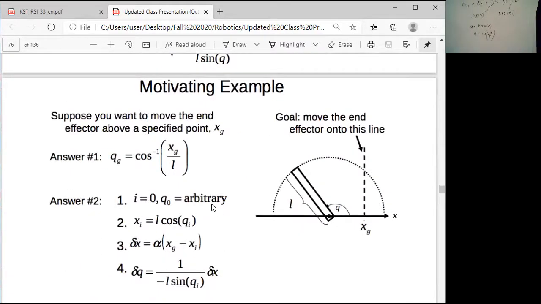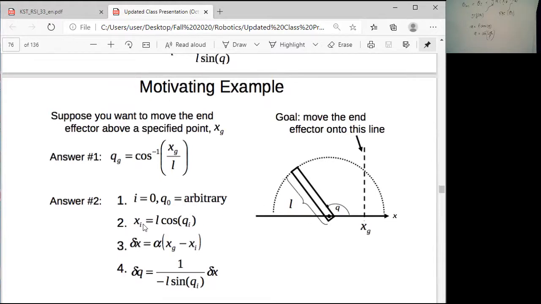So how can we solve this problem? Answer 1 is you simply do the basic inverse kinematics, but answer 2 is you start with a random position. You start with q0, where the bar is currently at. If you have a robot, you can pull the encoders, so you know where the robot is.